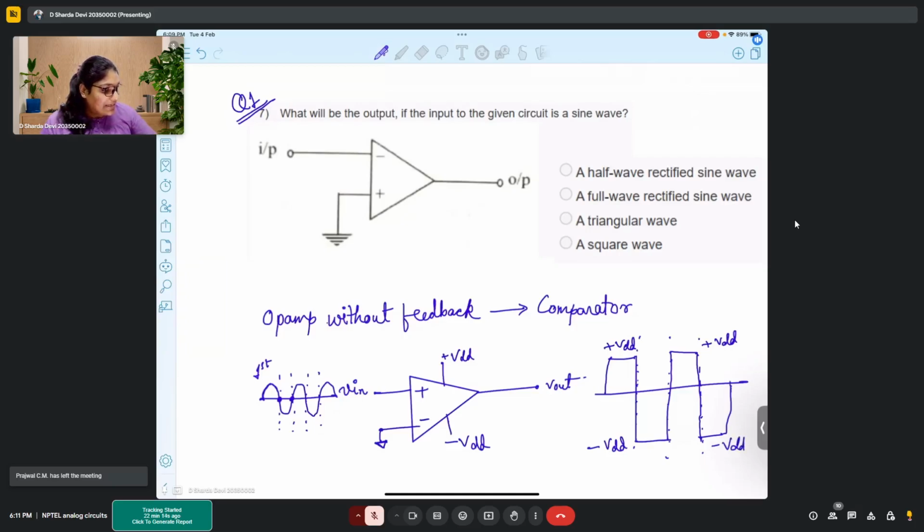So the idea is, when you use an op-amp as a comparator and give a sine wave to it with reference ground, you see a square wave output with values saturating between plus VDD and minus VDD. Is this clear? So the output of this particular circuit is a square wave.